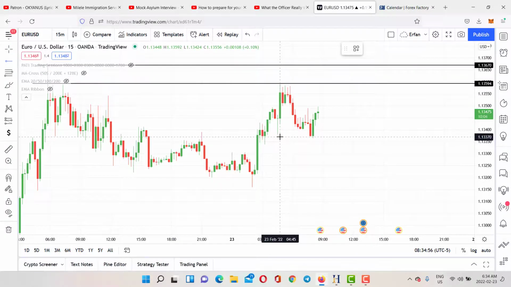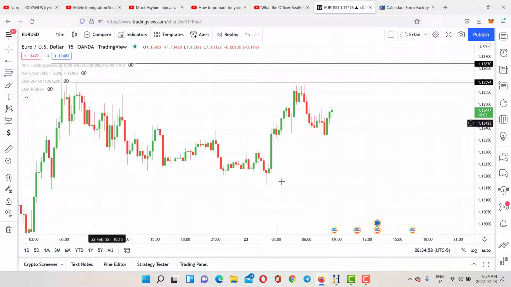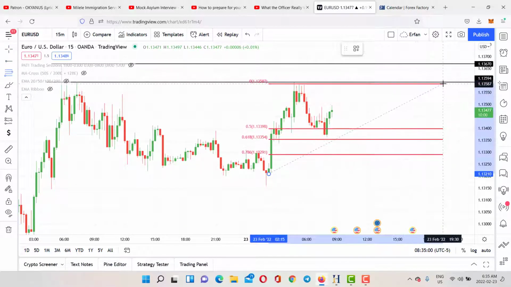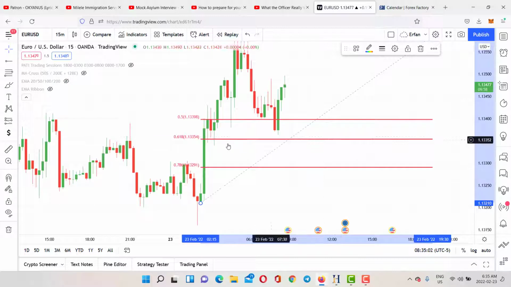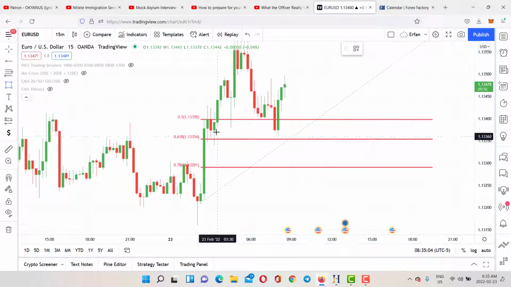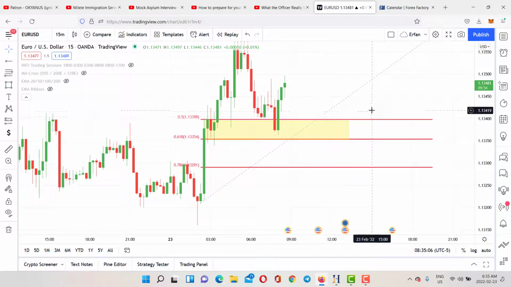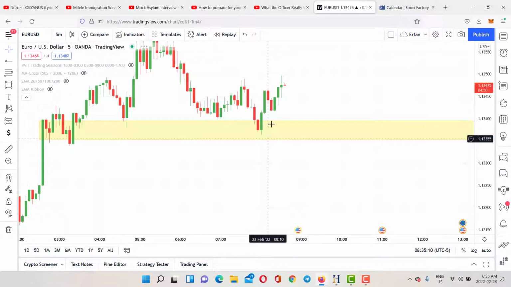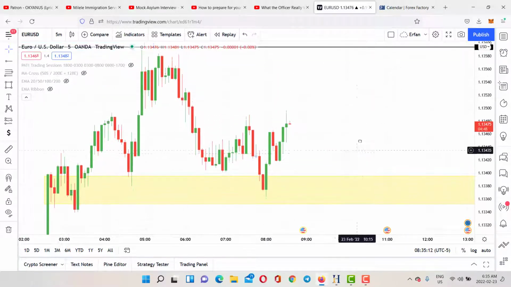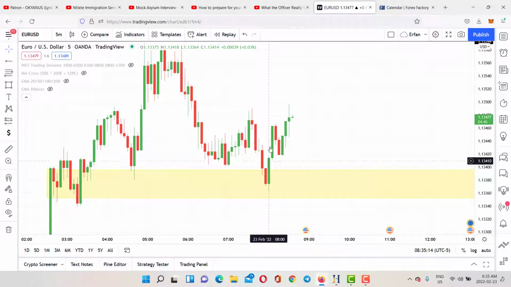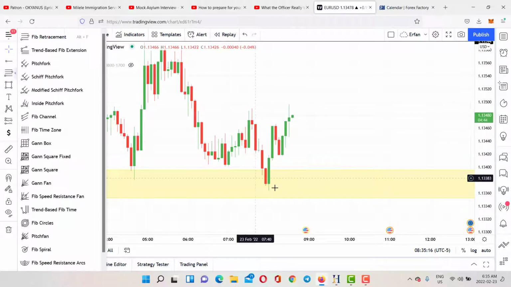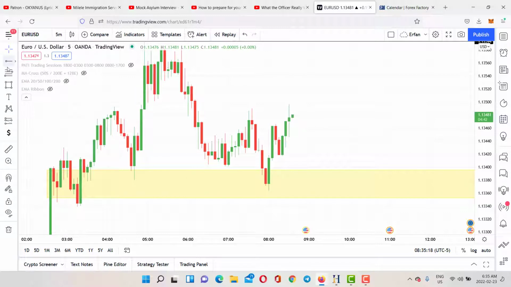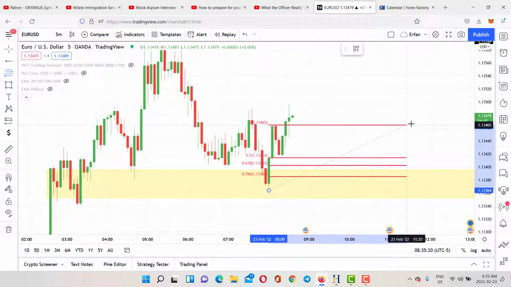There's no order block, there's no Fibonacci level. If you want to draw your Fibonacci level, it's going to be from here to here. It is actually a Fibonacci level, and this is exactly a golden zone from here to here. So as I said, I woke up a little bit late, but yeah, this is a really good one, to be honest. So let me see.